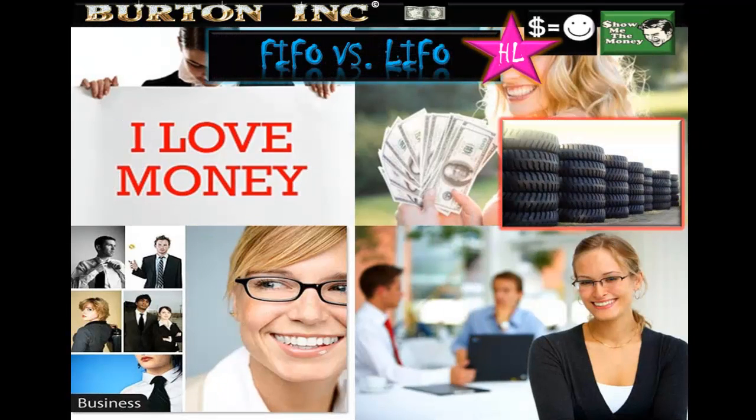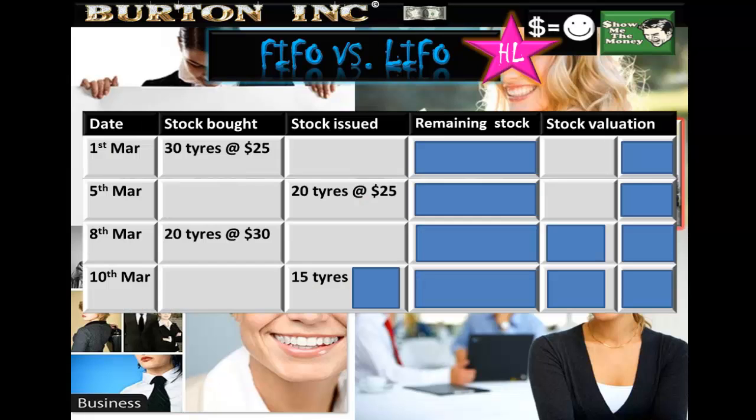So here we are, the dreaded FIFO LIFO. We have grabbed the same figures here that we ran through in our previous slide. On the 1st of March, 30 tyres have been bought at $25. On the 5th of March, we sold 20 tyres and we did that at $25. On the 8th of March, 20 tyres bought in at $30. And 15 tyres at what on the 10th of March? Let's have a look.